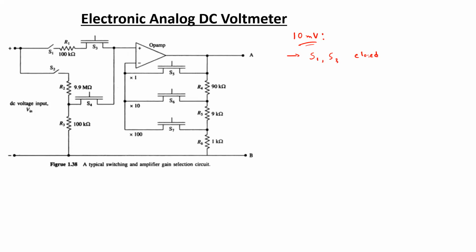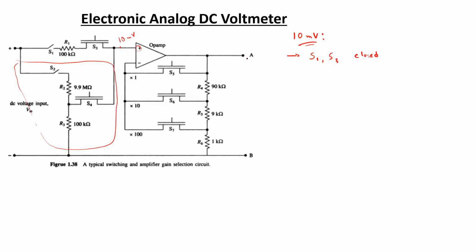If these two switches are closed, then let's say this portion of the circuit is not going to be having any effect for the time being. So whatever the signal is across the input terminals, the DC signal, that is going to be passed towards the non-inverting terminal of the op-amp. So let's say at this point of the terminal, we are having a signal of 10 millivolts.